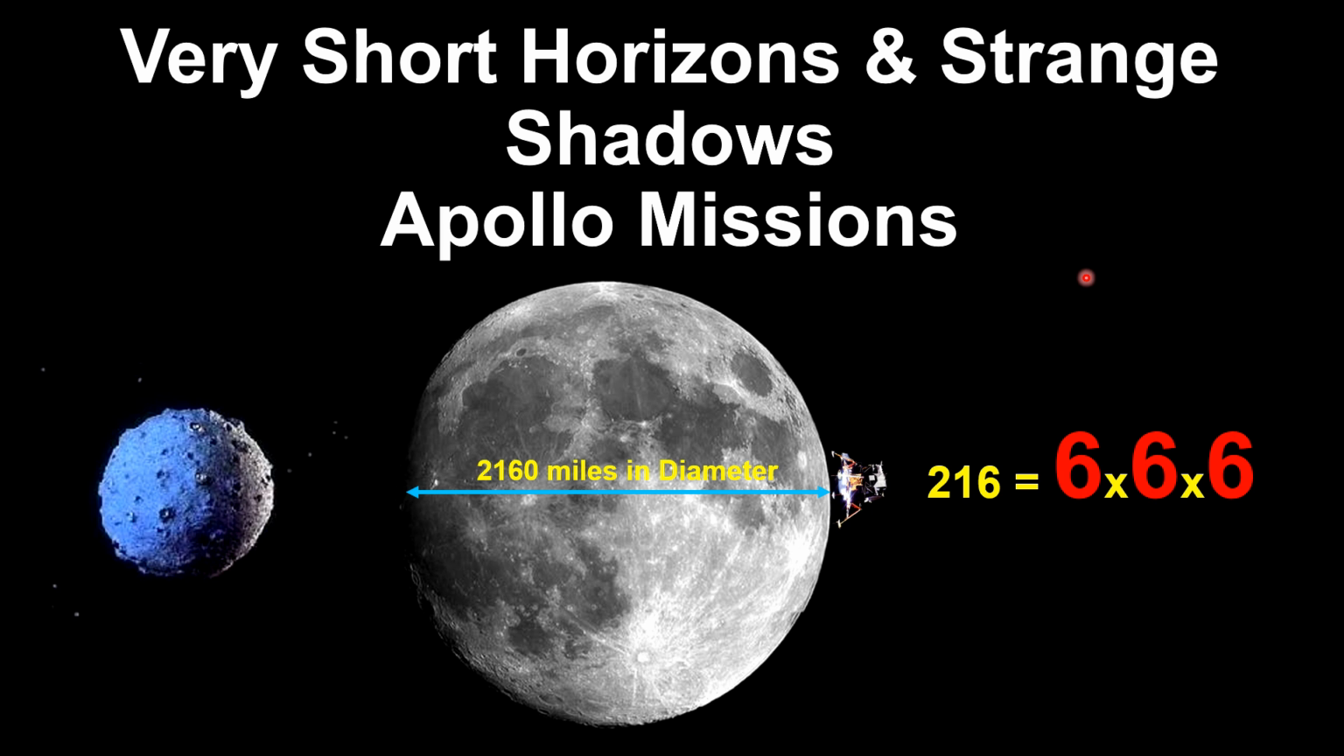And the basis of it is to look at the diameter of the moon, which is 2,160 miles. And don't forget, 216 is 6 by 6 by 6. So I wonder why we've got that number.